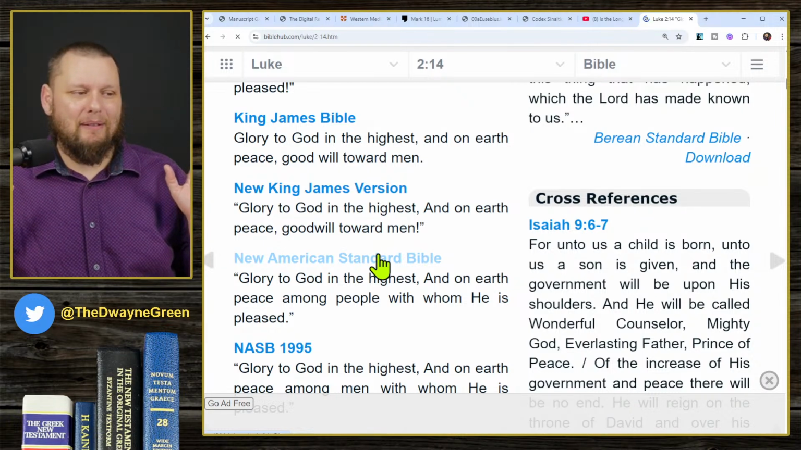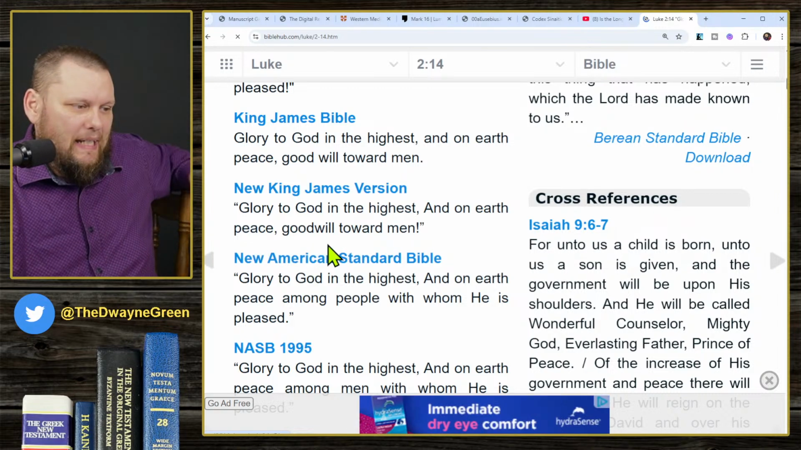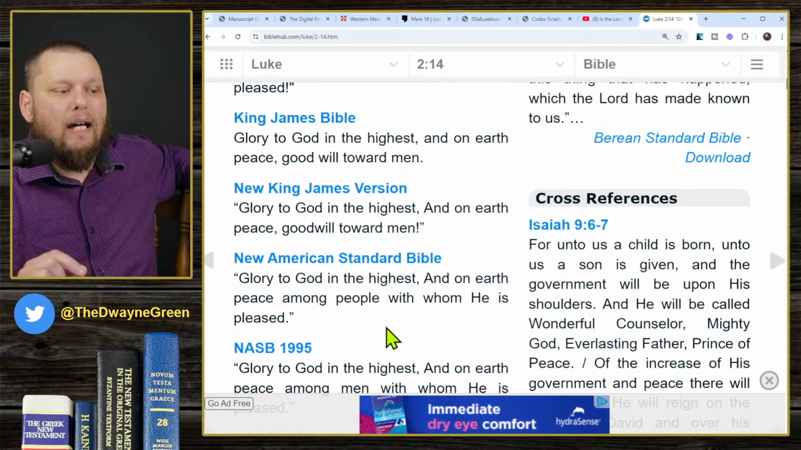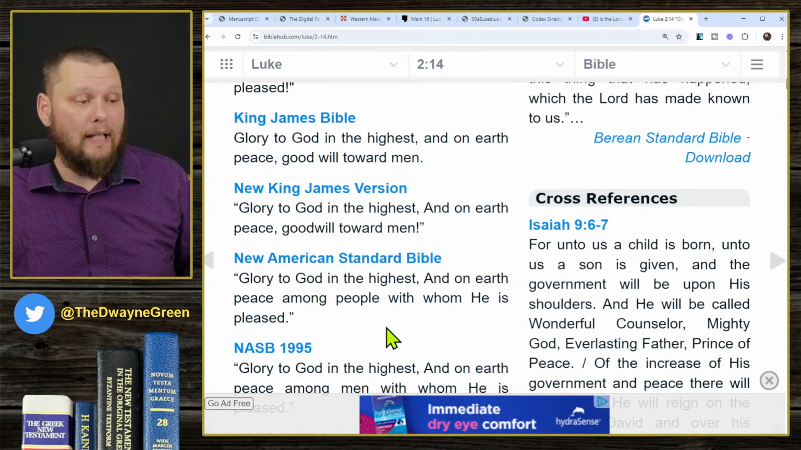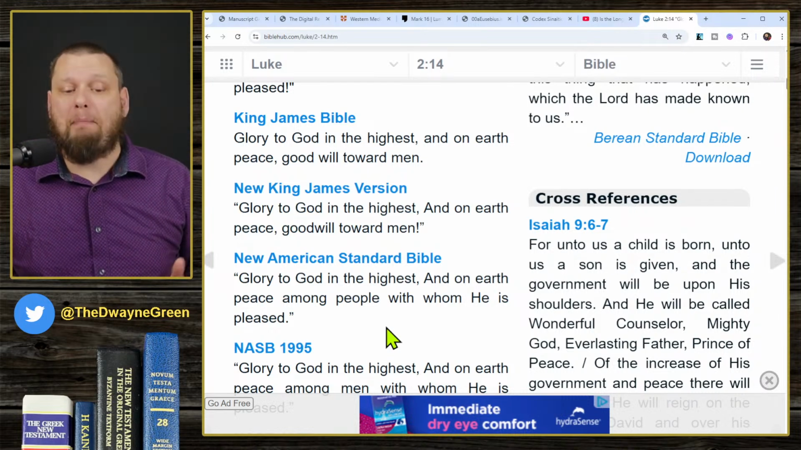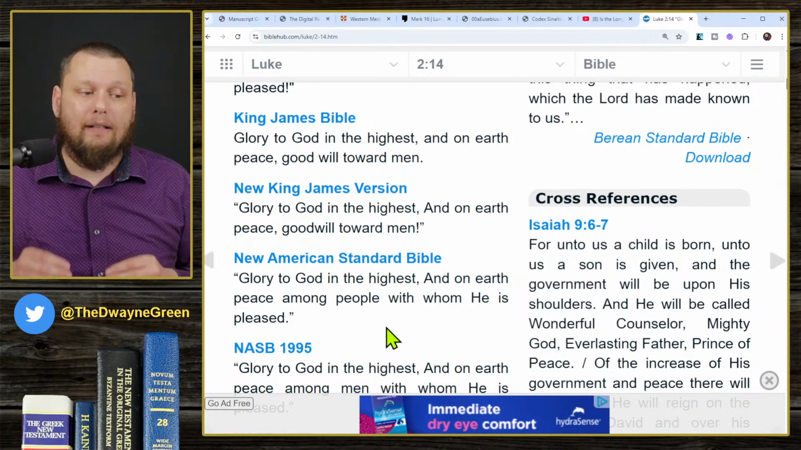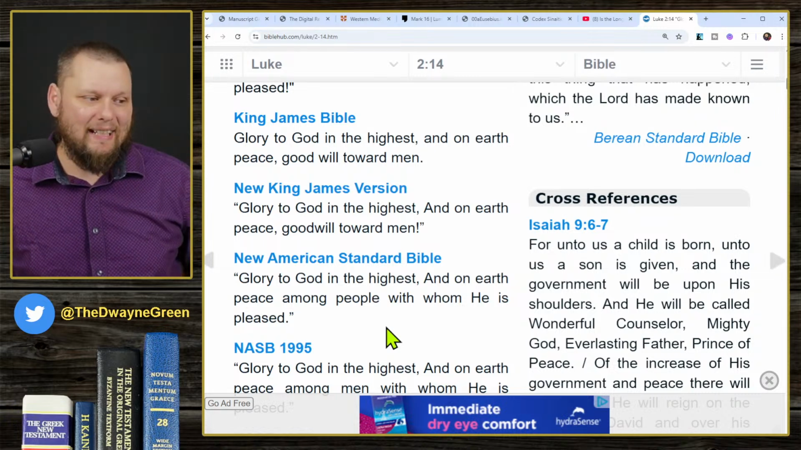Jesus is coming on the earth in order to provide peace to men, generally speaking. But in the New American Standard, it says, "Glory to God in the highest, and on earth, peace among people with whom he is pleased." Now, there's a big difference there between, generally speaking, peace and goodwill toward men, or did he come to give peace with those whom he is pleased? Now, think about that for a second.